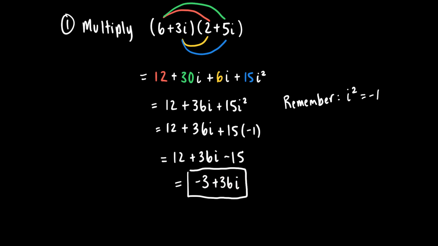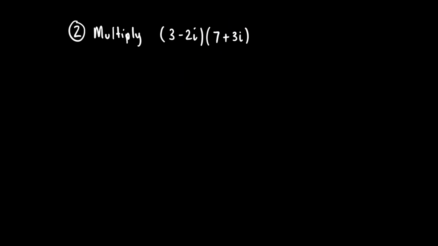Okay, so that's basically how you multiply complex numbers. You're just going to distribute and multiply like you would multiply any two binomial expressions together. Let's do a few more examples. Okay, so multiply 3 minus 2i times 7 plus 3i.